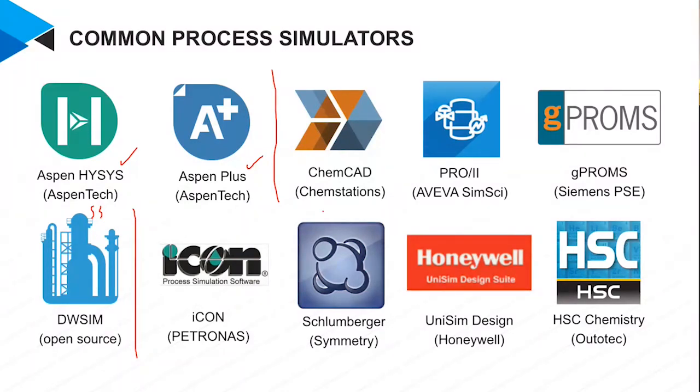And it's more on upstream applications. So for downstream applications, I try not to use Symmetry. Honeywell Unisim Design is very similar to HYSYS. And finally, you have HSC Chemistry by Outotec, which is specialized for mining applications. So if you have a mining or metallurgy process, for example, you are trying to extract iron from iron ore from the earth, this is the best software for you. Don't use Aspen HYSYS. Right.